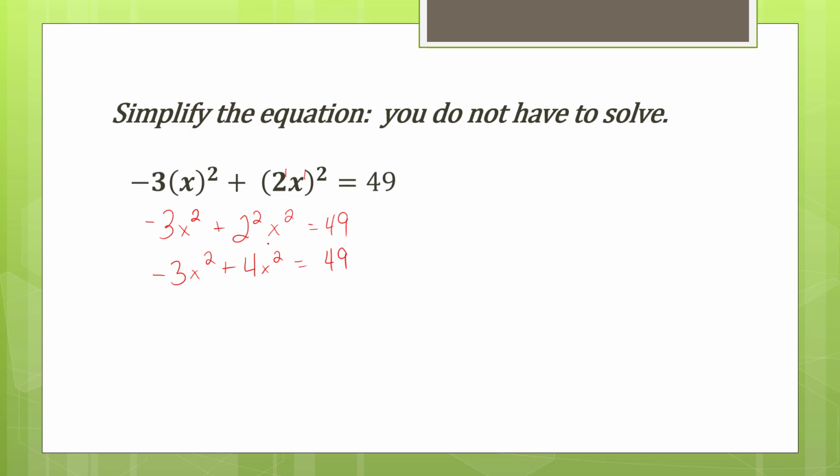We haven't quite simplified the equation. Yes, it does say no, you do not have to solve. Let's finish simplifying. Negative 3x squared plus 4x squared gives me x squared equals 49. Now, you certainly don't have to solve, but we could, couldn't we? We solved these this past Wednesday. You take the square root of both sides, and x is equal to plus or minus 7.